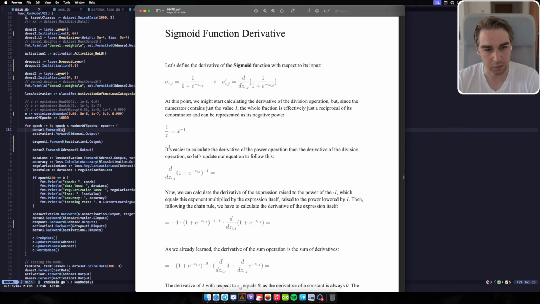Why do we need this? Because we can think of this as the function in power of minus 1. It's easier to calculate the derivative of the power operation than the derivative of the division operation. So let's update our equation to follow this. So this part is the same. So minus 1 means that we have 1 divided by the value inside the power. And that is because of the negative sign of the power.